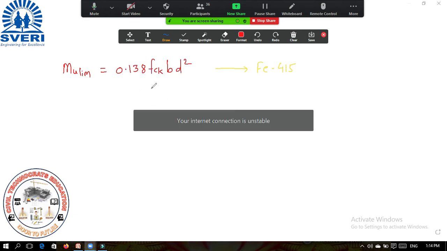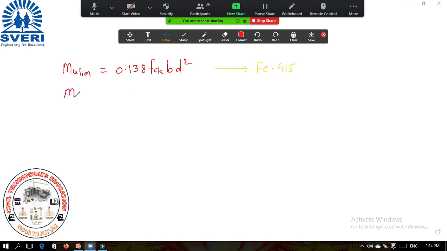Now if you put the values here, Mu limiting is equal to 0.138 into fck, which is 20, into b, which is 250, into effective depth, which is directly given in the problem, 450, so 450 square. If you solve this, you will get the value of Mu limiting. Let me know the value. Sir, 139.725.